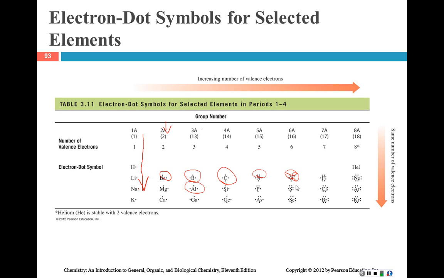What this is going to mean to us later is that if you have oxygen, for example, you've got 2, 2, 1, and 1. These guys that aren't paired are the ones that are actually going to do something when we start doing chemical reactions.